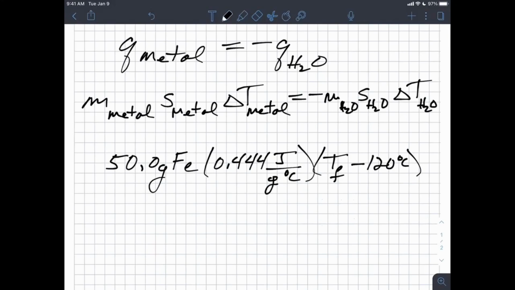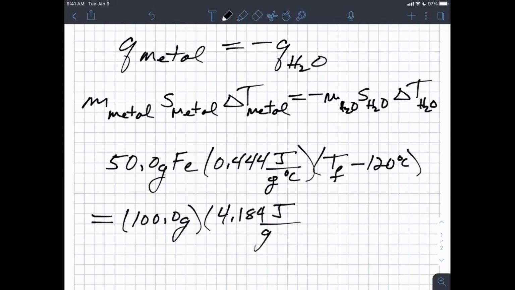For water, let's say we've got maybe 100 milliliters of water, which is close enough to 100 grams of water. Heat capacity of water, 4.184 joules per gram degree C. And let's say the water started at 25 degrees. So we'll have temperature final minus 25 degrees. And so there we have it.